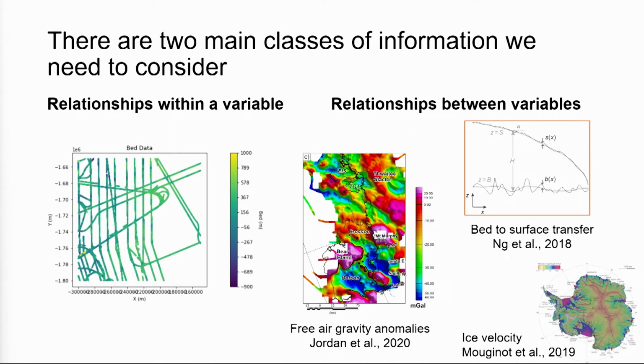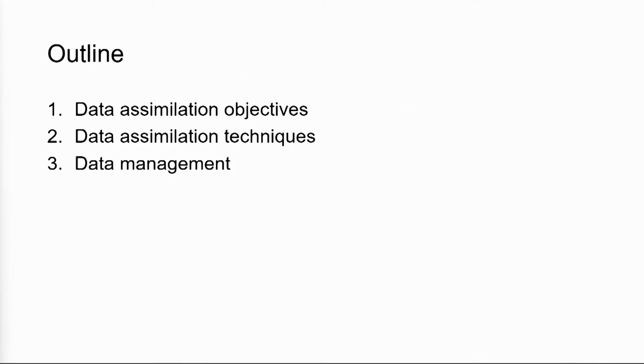The way I see it, we have two types of information to deal with. We have spatial relationships within a variable and multivariate relationships between all of these different sources of information we've been discussing. So there's an interpolation problem and an estimation problem. I'm going to talk about some of the tensions between these two things and how we can elegantly bring these types of information together. Before I get into the methods, I'm going to talk about our objectives when we're doing data assimilation, and I'll close out by talking a little bit about data management.